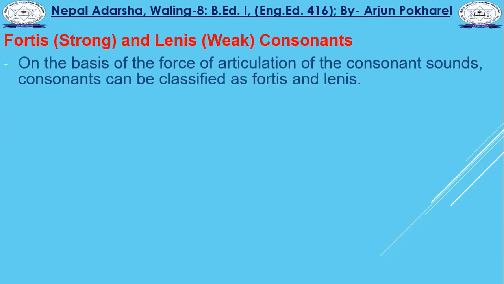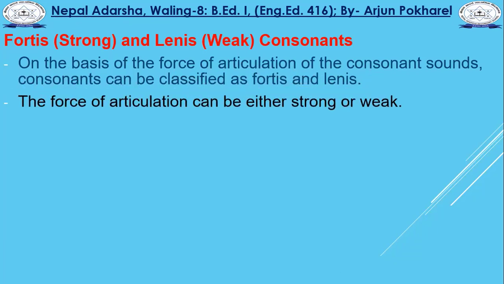Now let's move to the concept here. On the basis of the force of articulation of the consonant sounds, consonants can be classified as Fortis and Lenis. This is the energy that we give while producing a particular sound, especially a consonant. The force of articulation can be either strong or weak. Sometimes when we articulate some sounds we have a strong force, and sometimes we have a weak force.